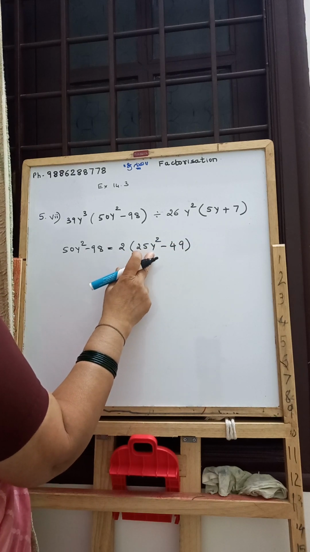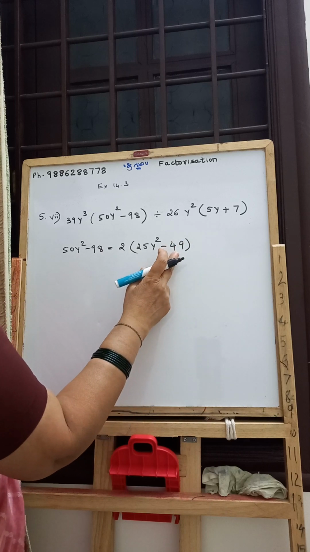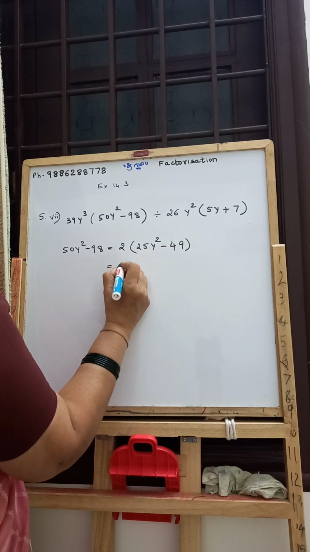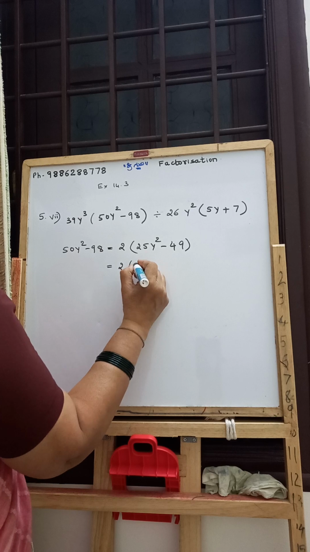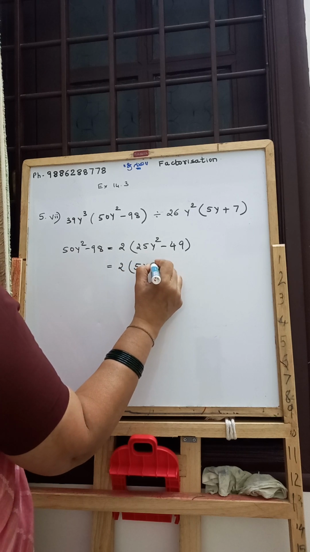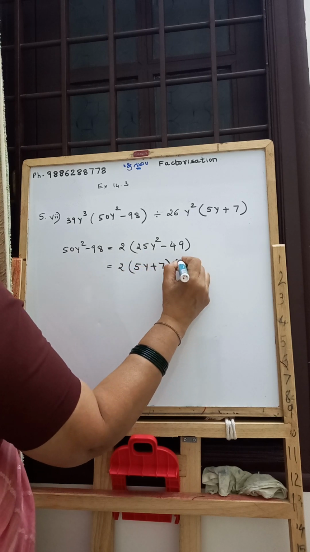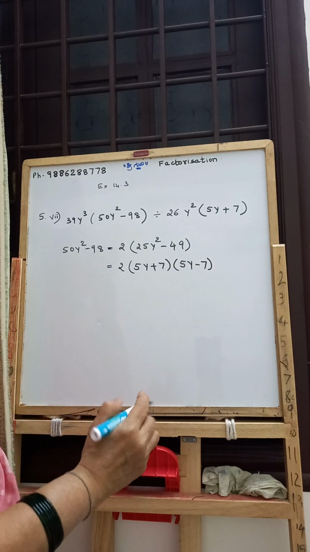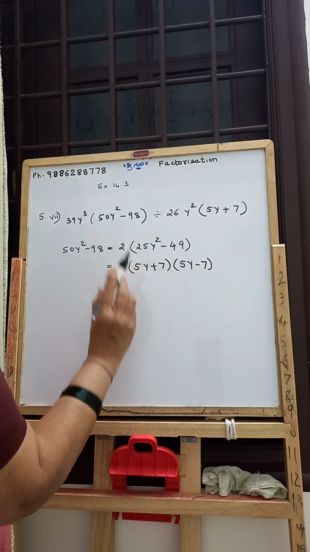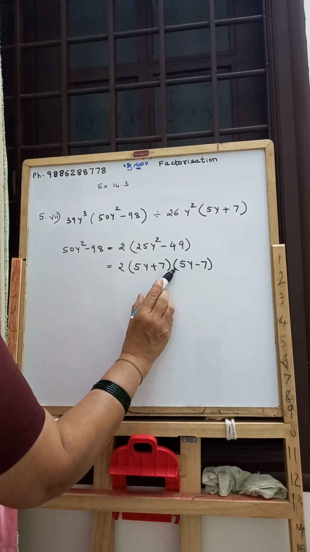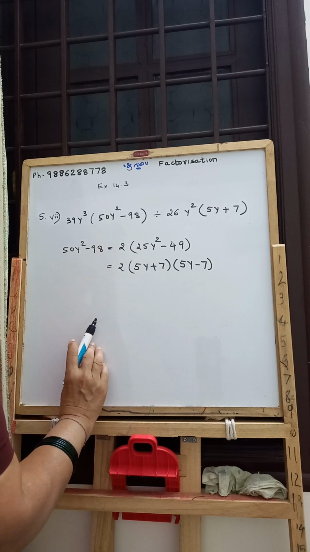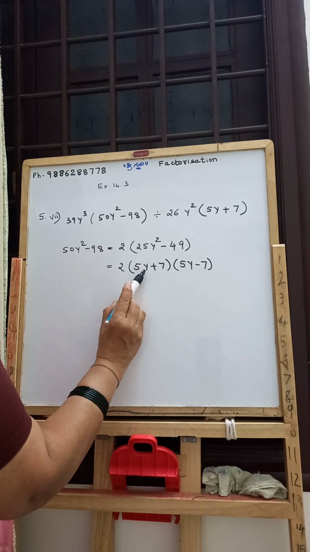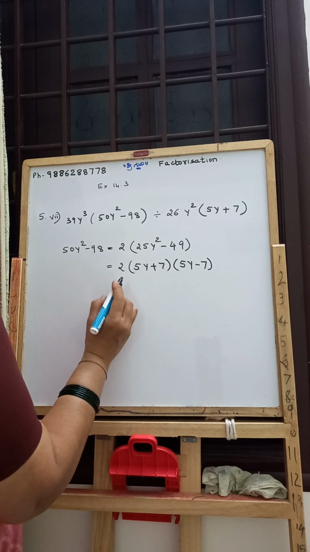25y square is the square of 5y and 49 is the square of 7. Therefore, we can write directly as 5y plus 7 into another bracket 5y minus 7. Because of the identity, a square minus b square is equal to a plus b into another bracket a minus b, where a is 5y and b is 7.